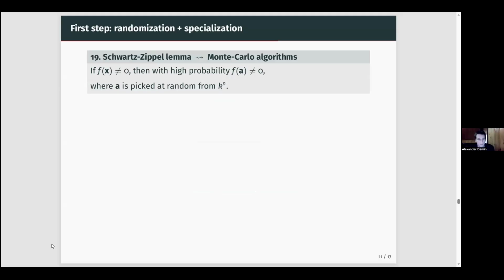We will use the following well-known tool: if some expression is not zero, then it probably is not zero when we evaluate it at a random point. All right. And we will use this to gradually turn the whole algorithm into a Monte Carlo one.